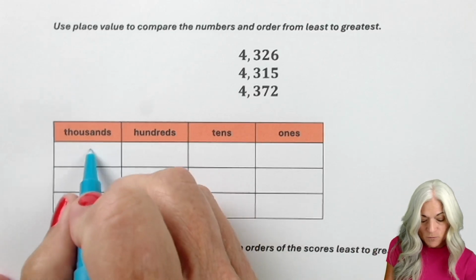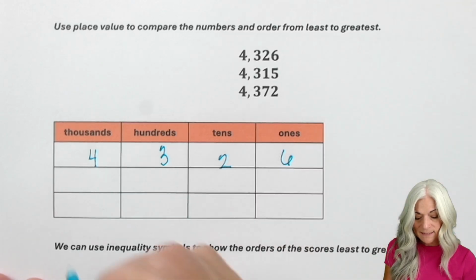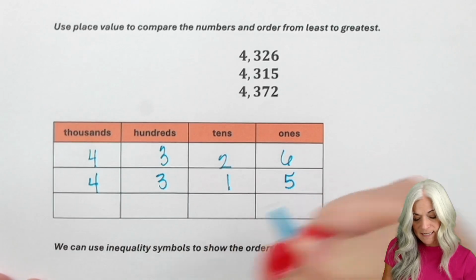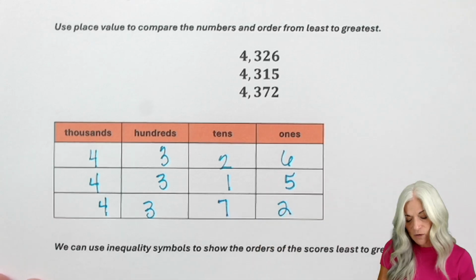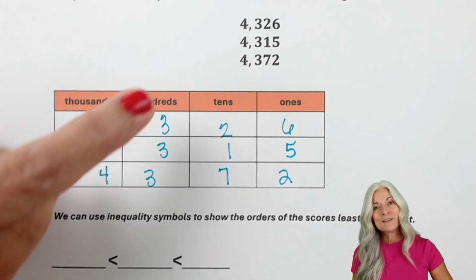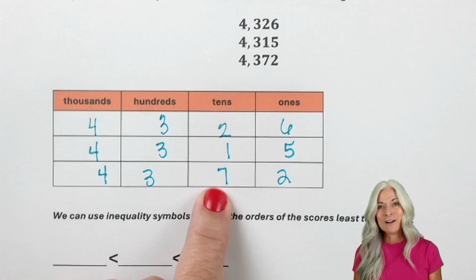Okay, so we've got 4,326, 4,315, 4,372. So now if we're using place value, they all have a 4 in the thousands. They all have a 3 in the hundreds. But when we get to the tens, they're all different.